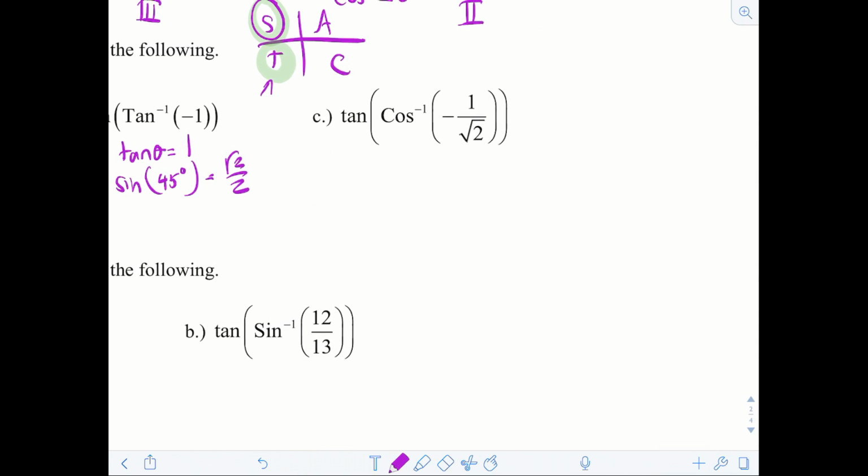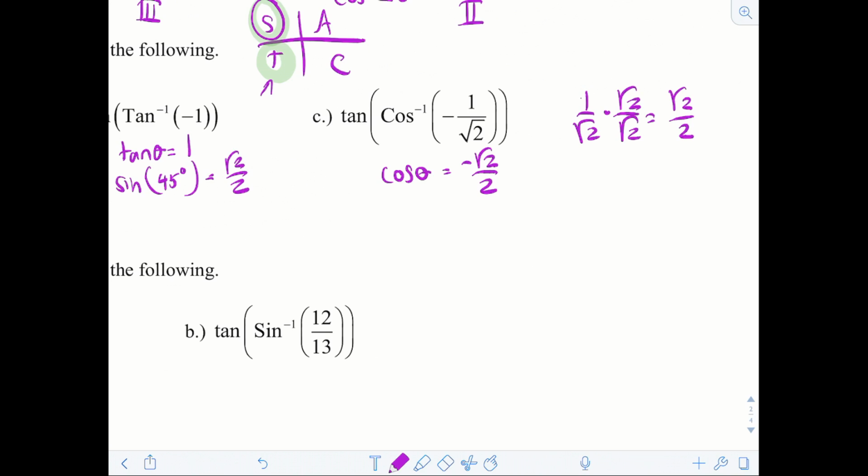Now this is a funky one, so the 1 over root 2. I'm going to rationalize that by multiplying root 2 by root 2, both the numerator and the denominator. So I get root 2 over 2. And then it's going to be negative. So where is cosine of theta going to be negative root 2 over 2?